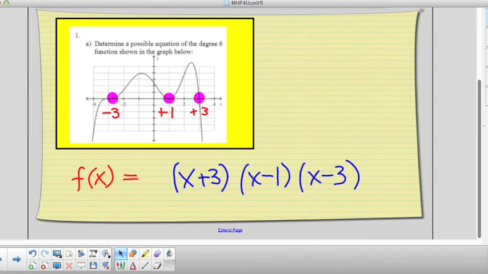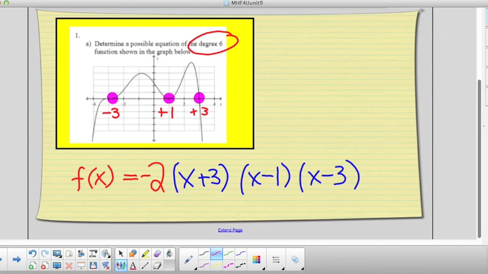Because the graph, though, is facing downwards, it's concave down primarily. So I think my a term can be any type of negative number. I'm going to put a negative 2 there. And because the degree has to be 6, I have to find a combination so the powers are going to add up to 6. Now you'll notice that at negative 3, it kind of looks like a cubic function, a backward cubic function. So I'm going to say x plus 3 to the power of 3.